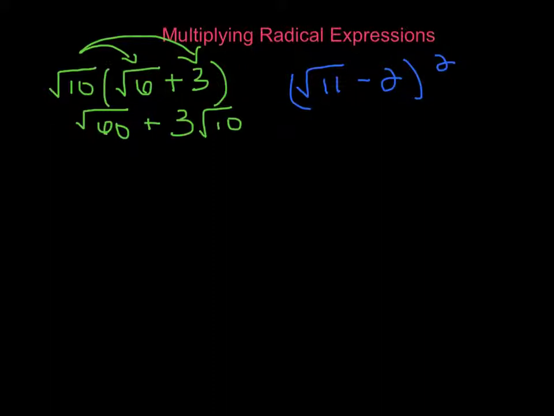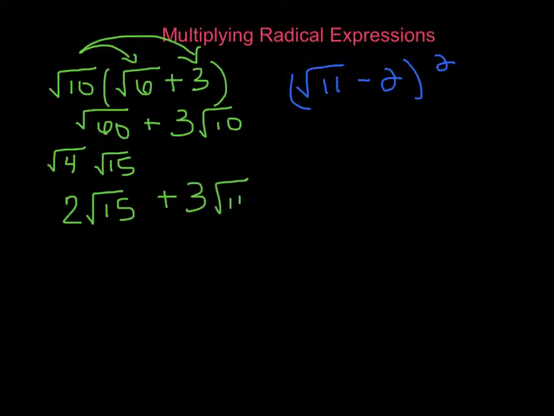From there, again, you want to look to see if there are any perfect squares within there. So you could write the square root of 60 as the square root of 4 times the square root of 15, and the square root of 4 is 2. So you have 2 times the square root of 15. And then you still have your 3 times the square root of 10, because there's nothing you can really break 10 down to simplify that radical. So your final answer is 2 times the square root of 15 plus 3 times the square root of 10.